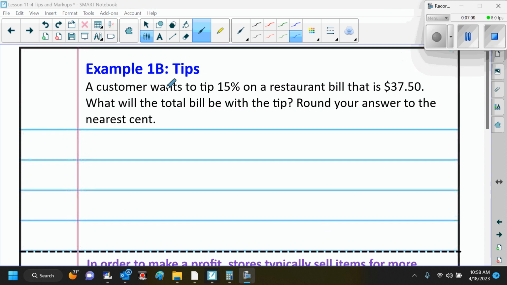All right, so example 1B says a customer wants to tip 15% on a restaurant bill that is $37.50. We want to know what will the total bill be with the tip, and we want to round it to the nearest cent. Take 3 minutes to do this one.